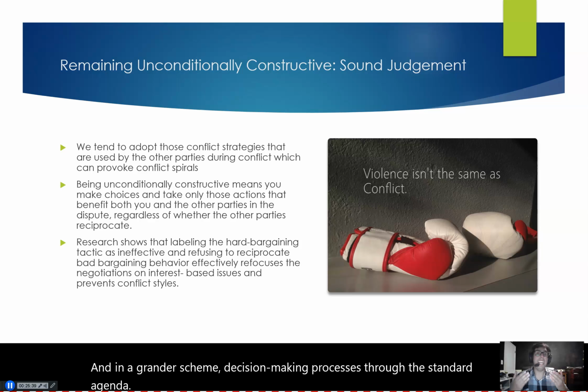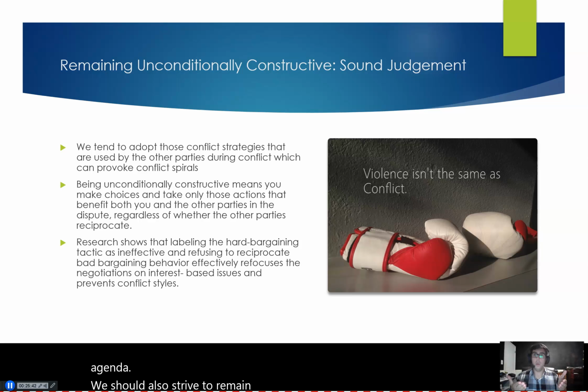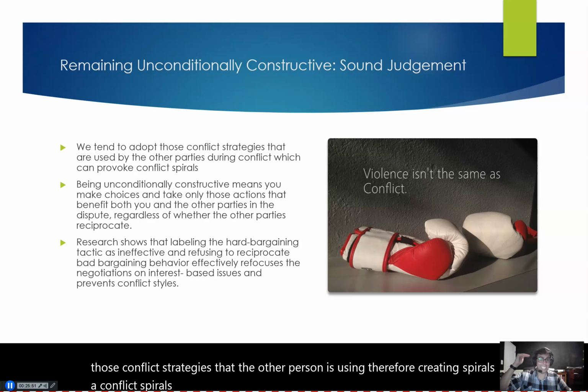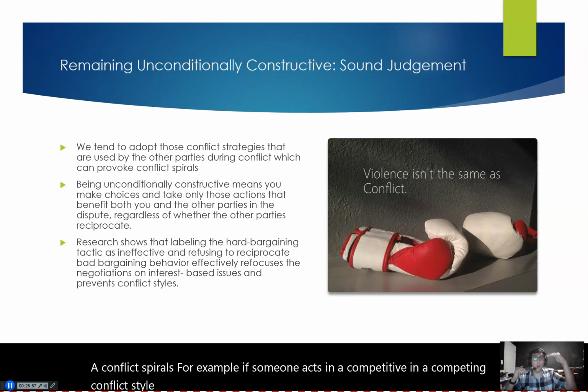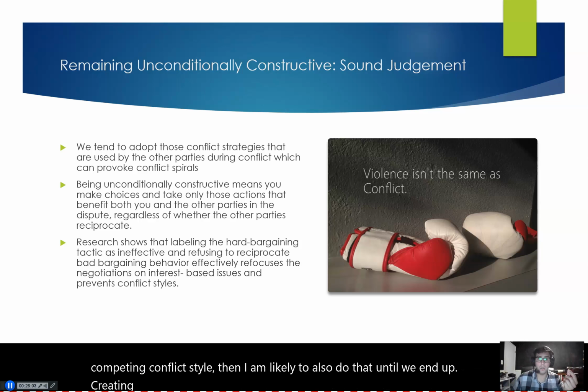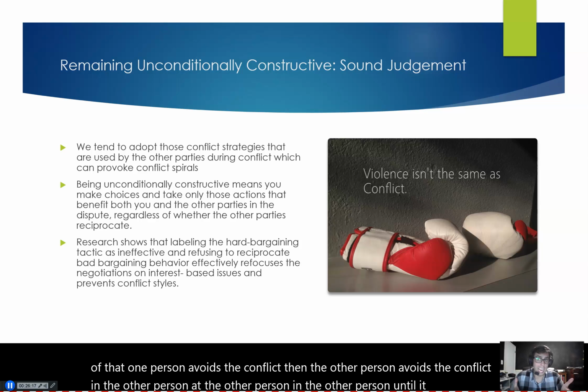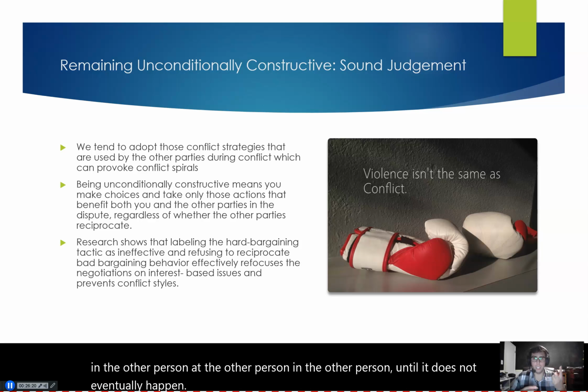We should also strive to remain unconditionally constructive. We tend to adopt those conflict strategies that the other person is using, therefore creating conflict spirals. For example, if someone acts in a competing conflict style, then I am likely to also do that until we end up creating an escalatory cycle. The same thing can be true of avoiding. One person avoids the conflict, then the other person avoids the conflict, and the other person, and the other person, until it does not eventually happen. All of which creates this escalatory cycle.